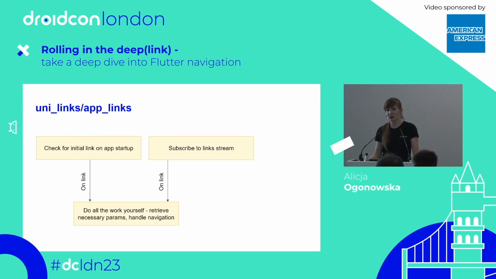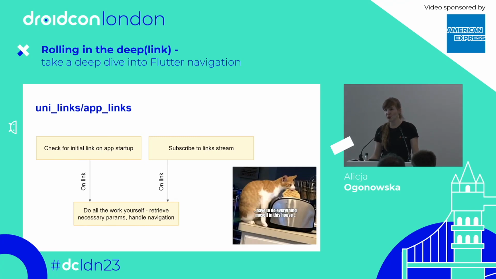So basically what you need to do is check for an initial link on startup, so to check if the app was started with a link. And also subscribe to a stream of links so that you can handle links while the app is already running. And then you need to do everything on your own with that link.